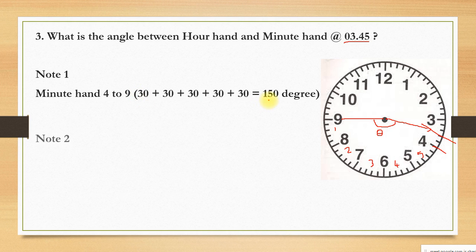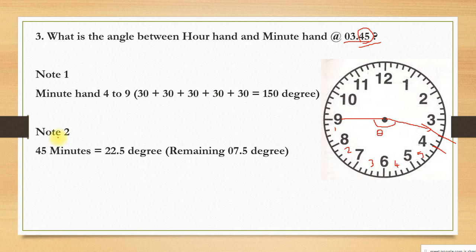Let us go for note 2. In note 2, as I told you earlier, it is given as 45 minutes. 45 minutes means we have to divide it by 2, so it will be around 22.5 degree. Okay, so you be very careful.